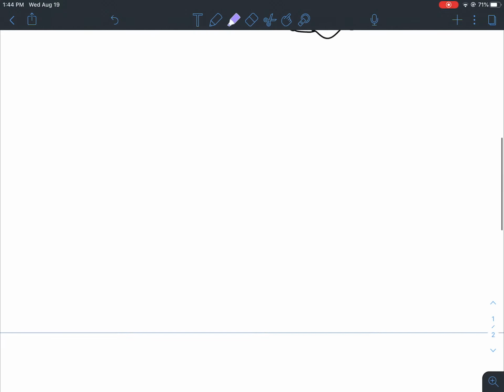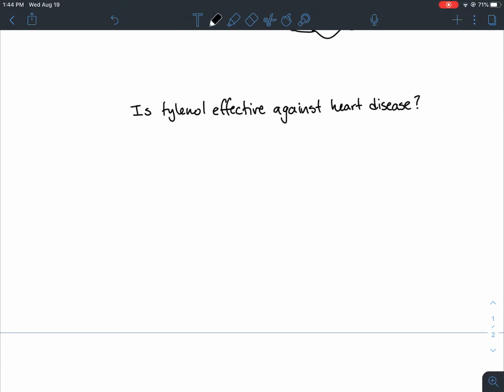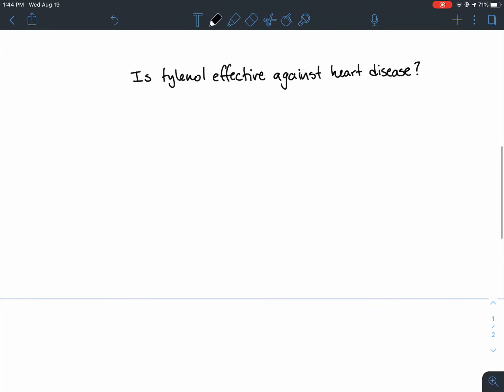And I'm going to do it in another way here for a different type of experiment. So for this experiment, I want to see, is Tylenol effective against heart disease? Okay, so what I need to do is I need to set up an experiment for this.